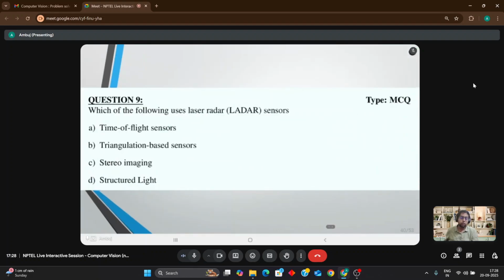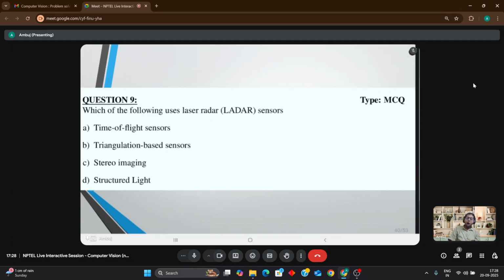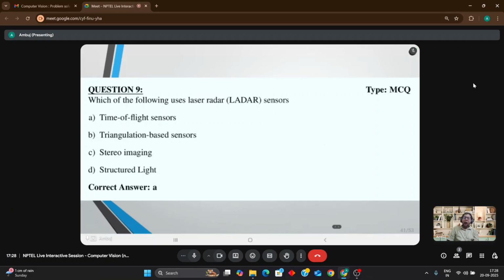Then coming to the next question. Which of the following uses laser radar sensors, or LiDAR sensors? Is it time-of-flight sensing, triangulation-based sensing, stereo imaging, or structured light? The correct option is A.